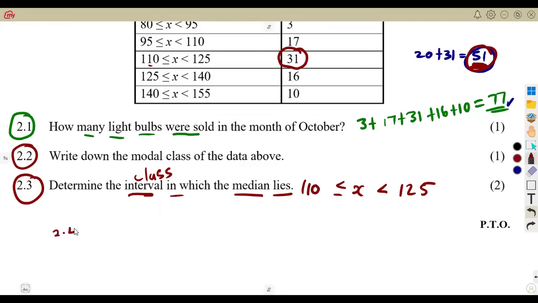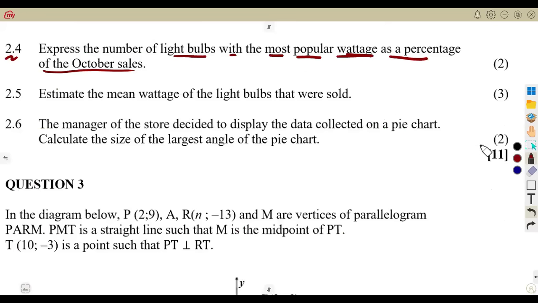So what is going to be the percentage now? Remember the total sales, how many were being sold? 77. This is the total. So remember percentage, 31 over 77 times what? 100% as a percentage. So that was going to give us a percentage, 40,26 to 2 decimal places. Remember your instruction to 2 decimal places.